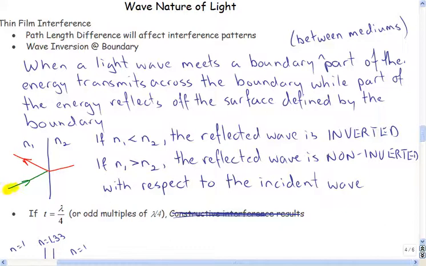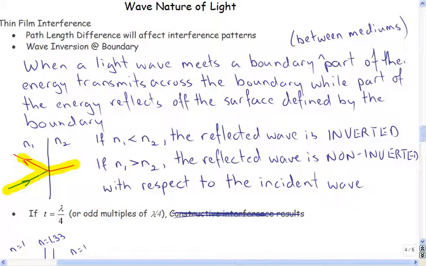Here's my incident wave, this green wave. It's traveling up to a boundary. As it hits the boundary, part of the wave is going to go through and part of the wave is going to reflect. The part that goes through undergoes no change to its phase information. And we'll talk about that a little bit more as we go along.